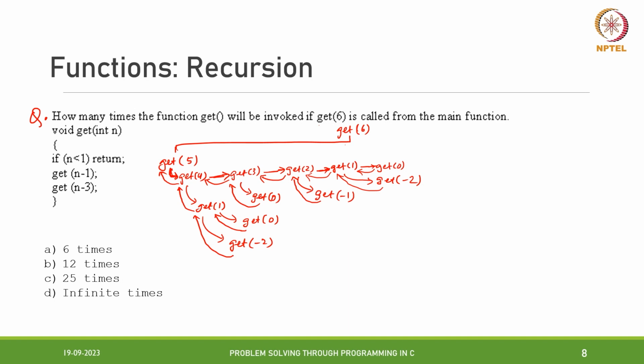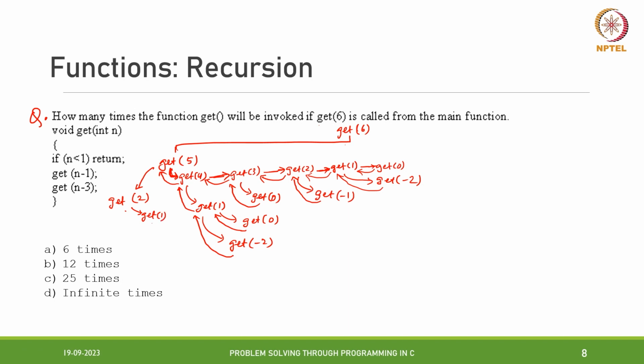So for get of 5, get of 4 was the n minus 1 function. Now there is an n minus 3 function that it has to call. So now it will call get of 5 minus 3, which is get of 2. Now again it will be the same thing again. So get of 2 will call get of 1.